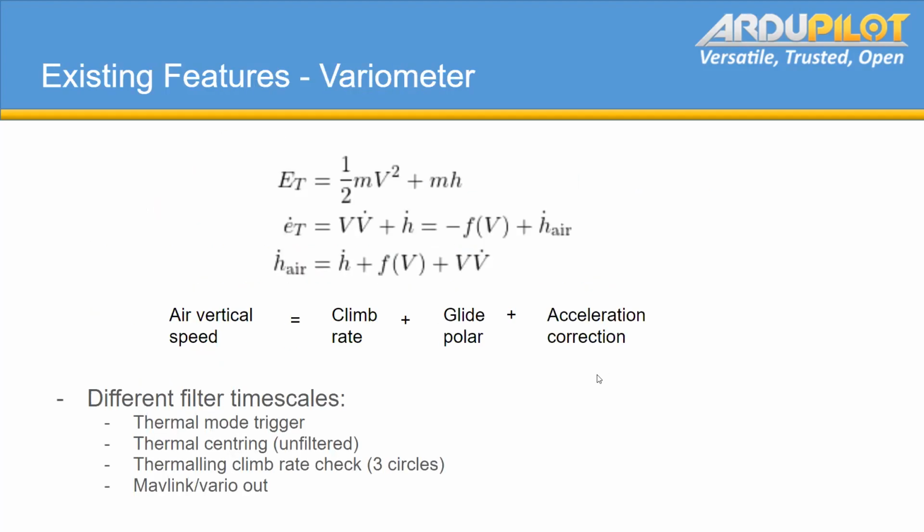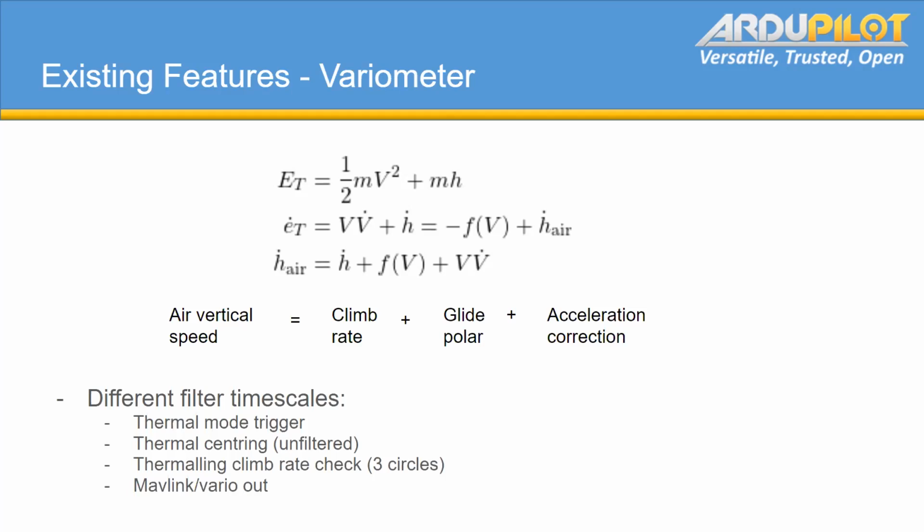So the first existing feature of the code to talk a bit about is the variometer feature. The purpose of the variometer is to try and back out what the air around the glider is doing using the measurements that the autopilot on the glider actually has at its disposal.